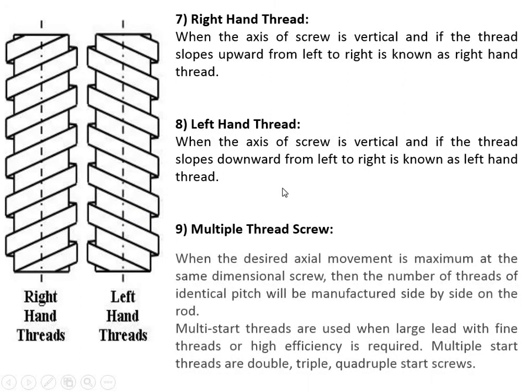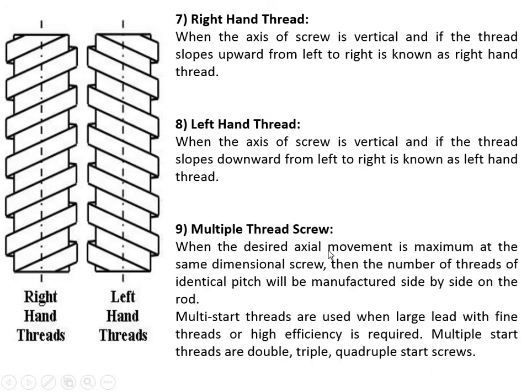Now the next term, multiple thread screw. When the desired axial movement is maximum with the same dimensional screw, then a number of threads of identical pitch are manufactured side by side on the rod. So multi-start threads are used when a large lead with a fine thread of high efficiency is required, and multiple start threads are of double, triple or quadruple start type. So these are the various terminologies of the power screw.